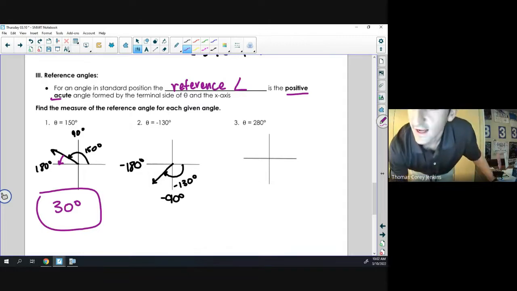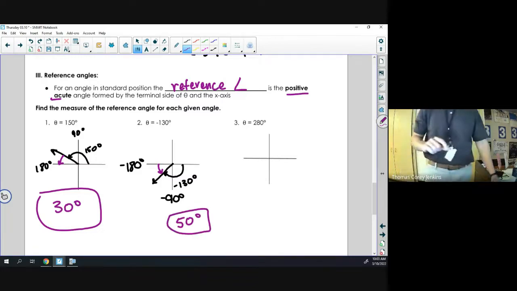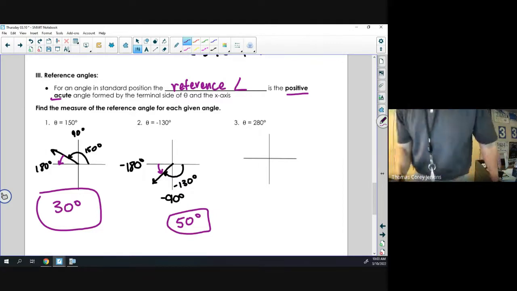All right, so in this case, if I rotate down from 180, that's going to be a 50-degree rotation. So my reference angle in this case is 50 degrees. And I knew it was 50 because 130 was 50 short of 180, okay? And then finally, our last example, 280.